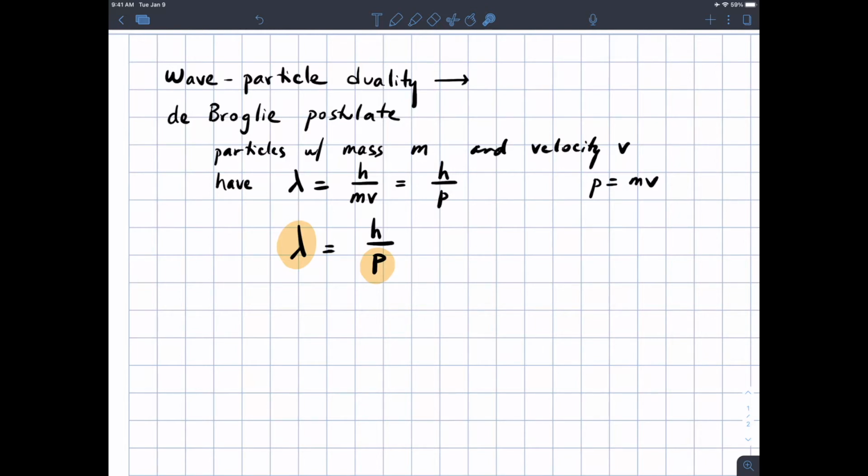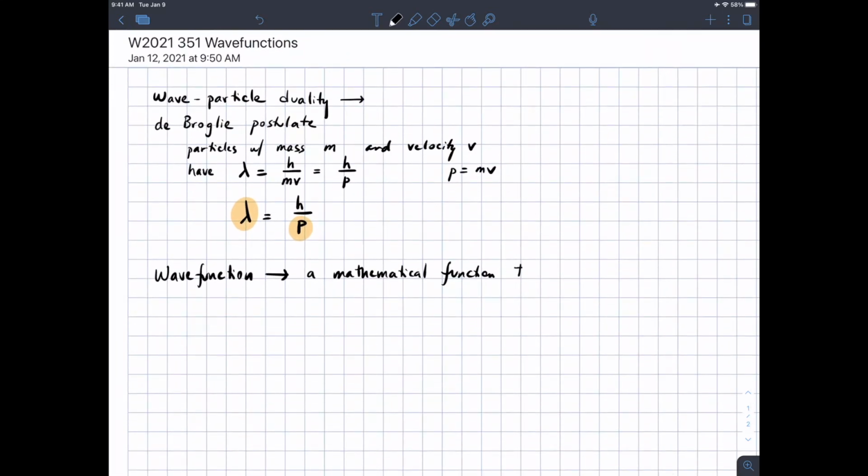Step two is to try to understand what a wave function is. A wave function is just exactly what it sounds like, a mathematical function that describes the behavior of a wave. And we call the behavior of a wave its evolution, how it changes in space and time. Okay.